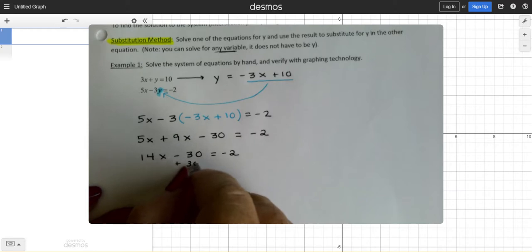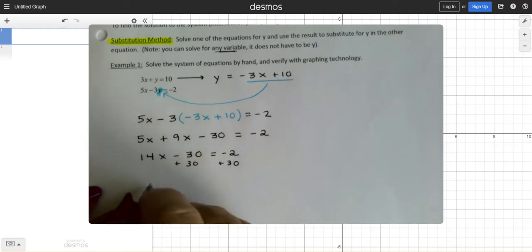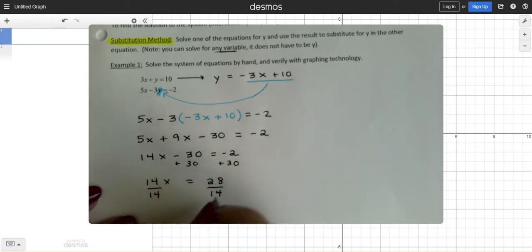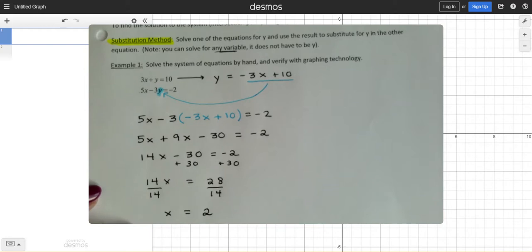I'll add the 30 to both sides. 14x equals 28. And then get rid of that multiplier. I've got to divide by the 14, always on both sides, of course. And it looks like x is equal to 2.